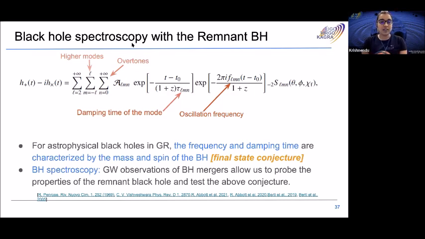If the remnant object is an astrophysical black hole in GR, these frequency and damping time are characterized by the mass and spin of the black hole. This is also often termed the final state conjecture. So from the observation of the ringdown radiation, we can actually probe this conjecture by measuring these remnant black hole properties and test the nature of the remnant object. This analysis is called black hole spectroscopy. Moving on to the next slide.